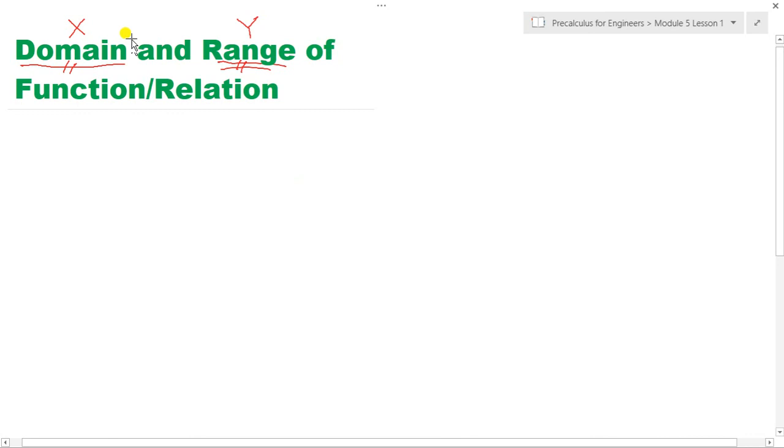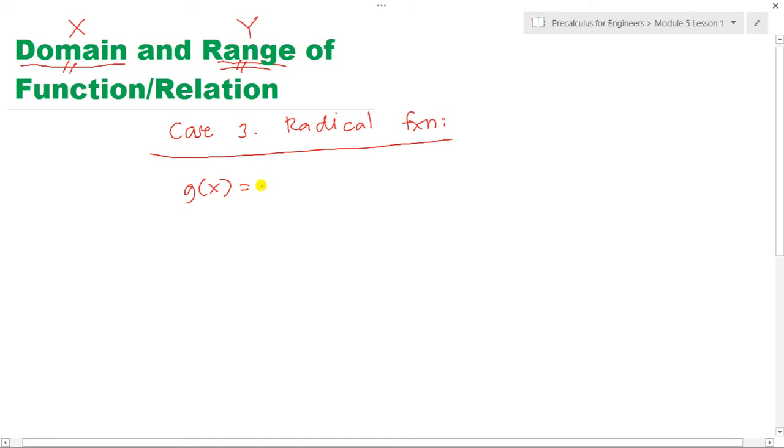So if you have a radical function, let's say for case 3, we have a radical function. So in a radical function, let's say you are given here g of x is equal to the square root of x squared minus 4. So for a radical function class, first you need to know the domain. Again, same ni sila sa case 2 class nga naay mga restrictions. So here, unsay restriction sa ato ang function?